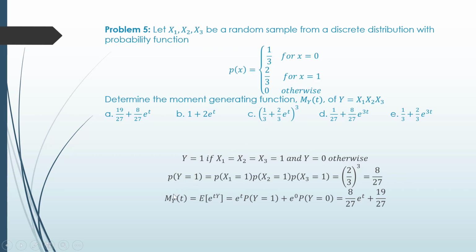To find the moment generating function of Y, M_Y of t is just the expected value of e to the tY. So that is e to the t times the probability that Y equals 1, plus e to the 0 times the probability that Y equals 0. So just plug in and we have the answer.